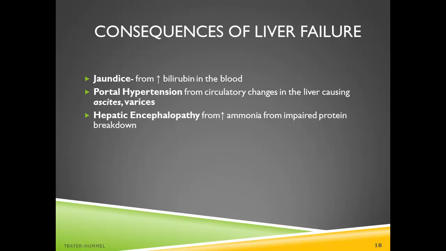Portal hypertension from circulatory changes in the liver causing ascites, which is that large fluid-filled abdomen, and varices, outpouching of the veins, can cause bleeding, particularly in esophageal varices if the veins burst. Hepatic encephalopathy from increased ammonia from impaired protein breakdown, another important consequence of liver failure.